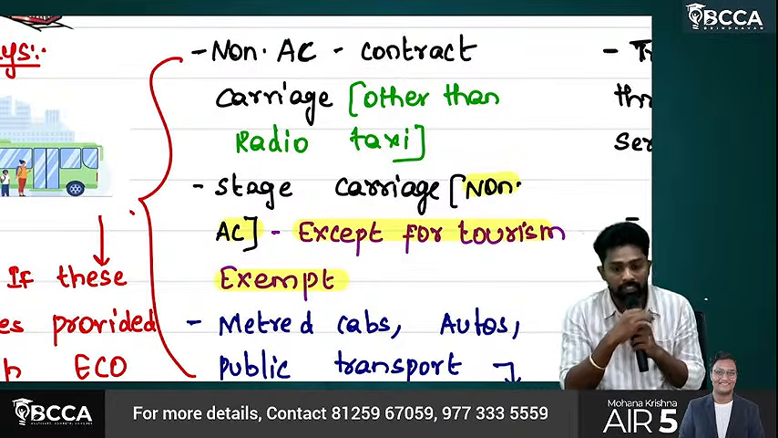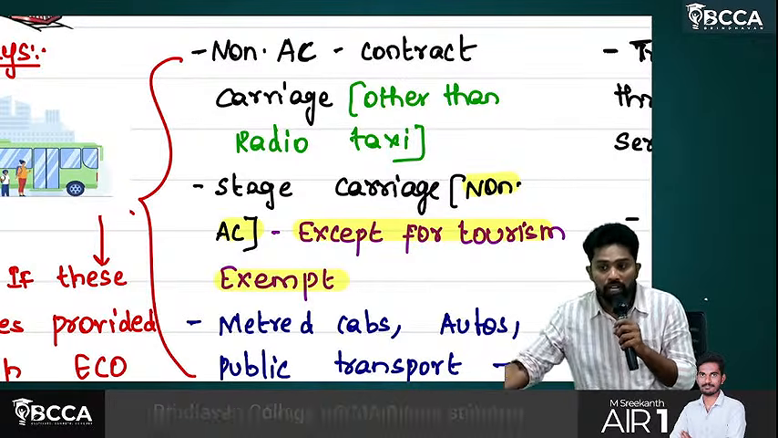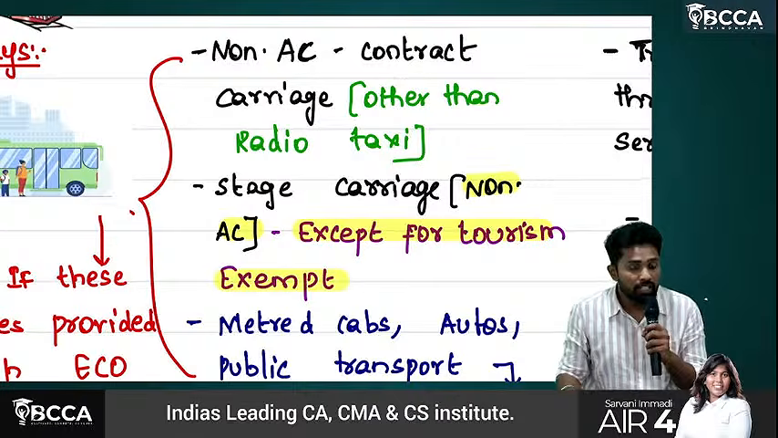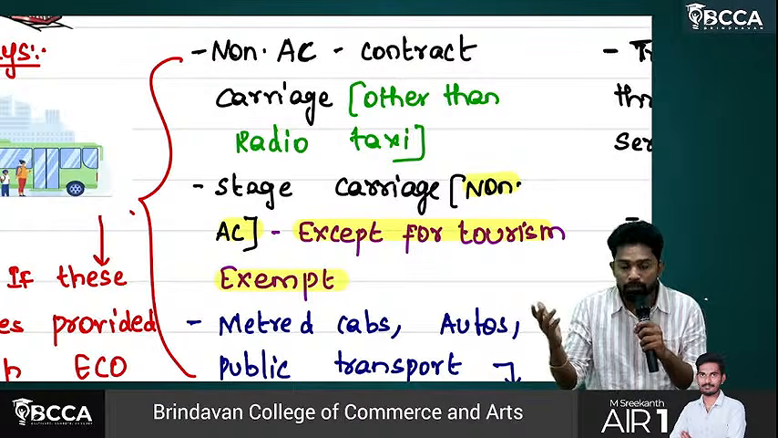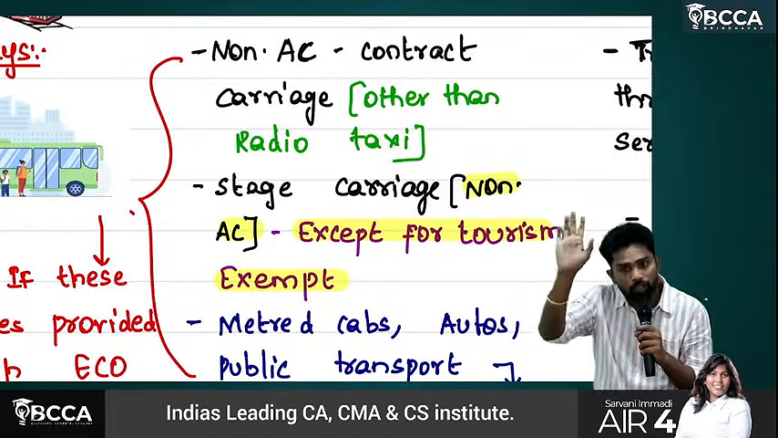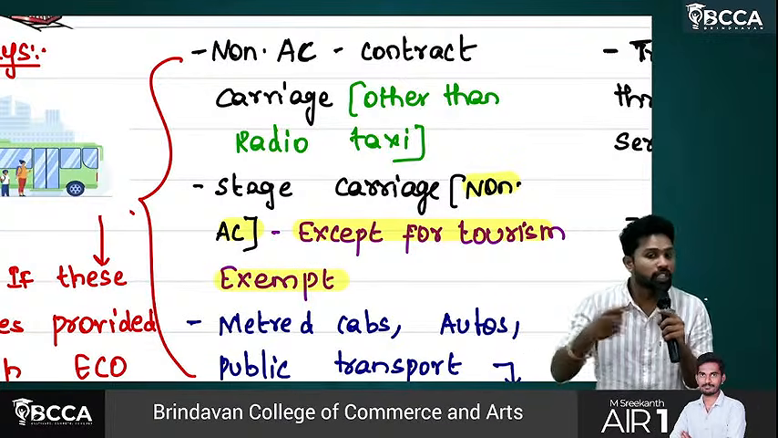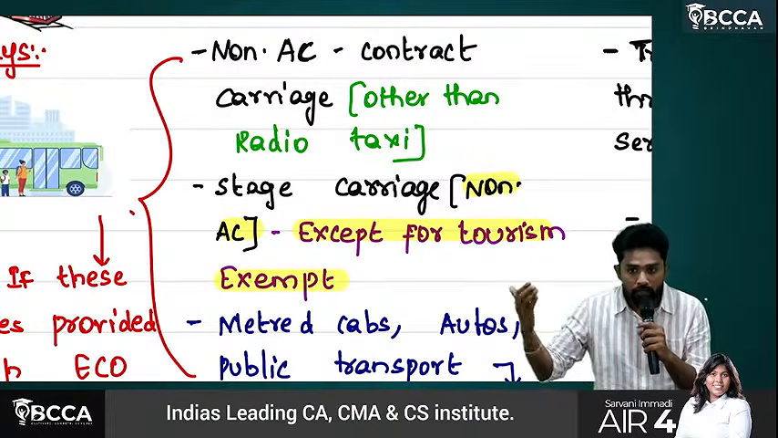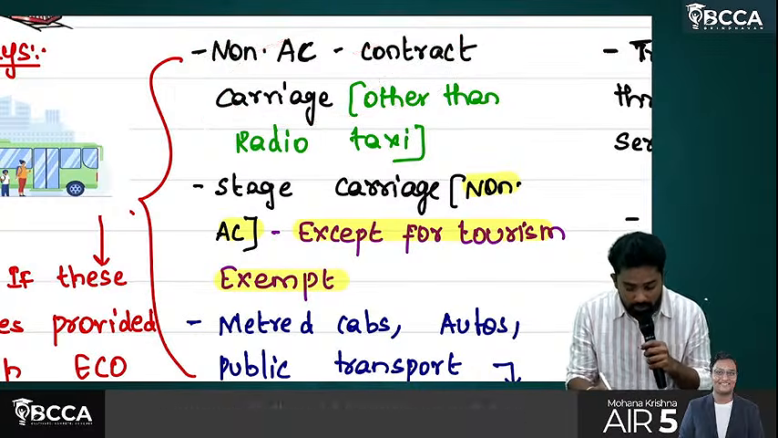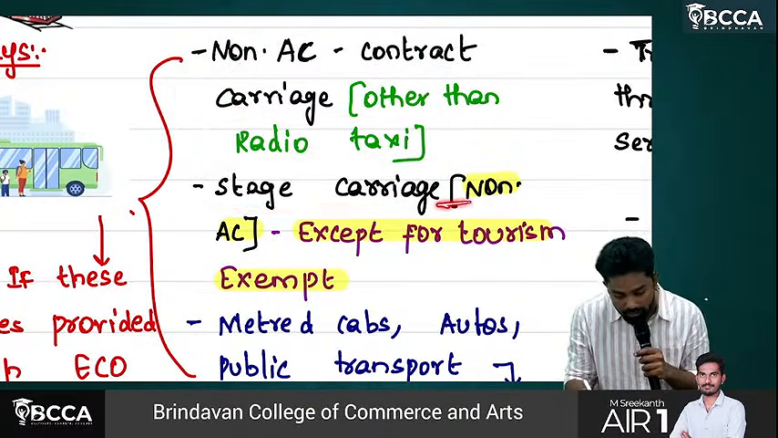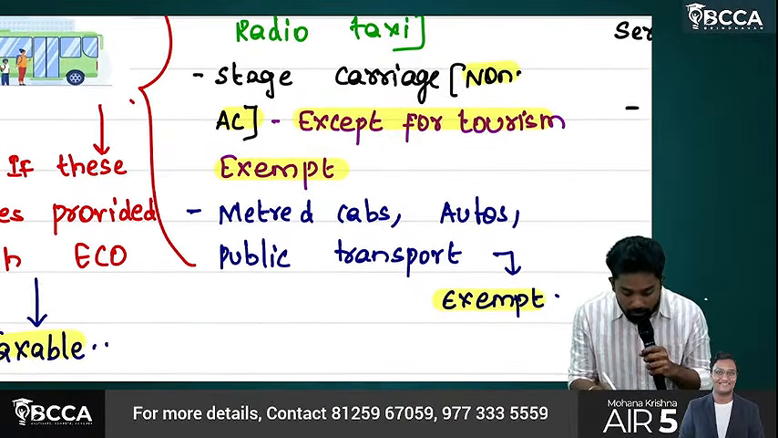Contract carriage means you are taking a contract with him to take you from one place to another place. Stage carriage will go on a fixed route like RTC buses. An RTC bus, even if you ask, will not come to your home; it will drop only at fixed locations. Contract carriage, like an auto, can come till your place. So non-AC contract carriages other than radio taxi, exempted. Stage carriages like RTC buses, if non-AC, are also exempted, and that should also be other than for tourism. Then metered cabs.